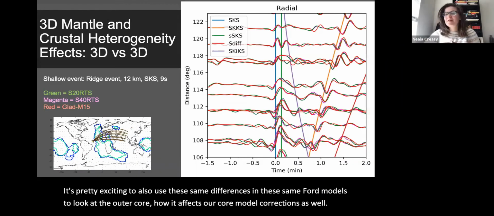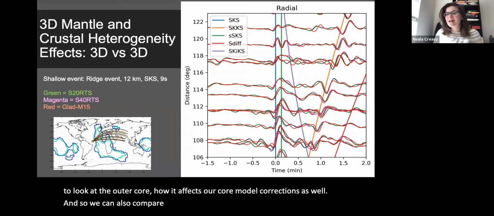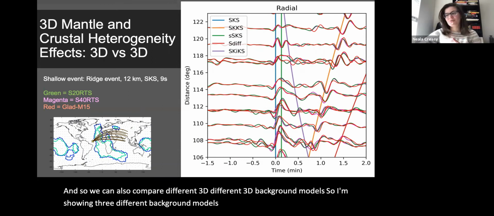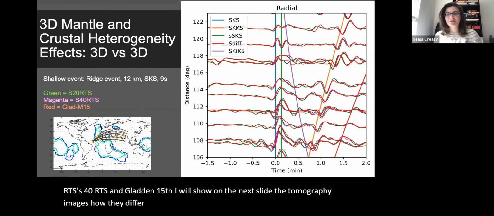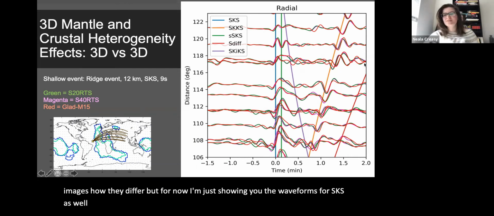And so we can also compare different 3D background models. I'm showing three different background models here: S20RTS, S40RTS, and GLAD M15. I will show on the next slide the tomography images and how they differ. But for now, I'm just showing you the waveforms for SKS, as well as SKKS. And this is the same event.